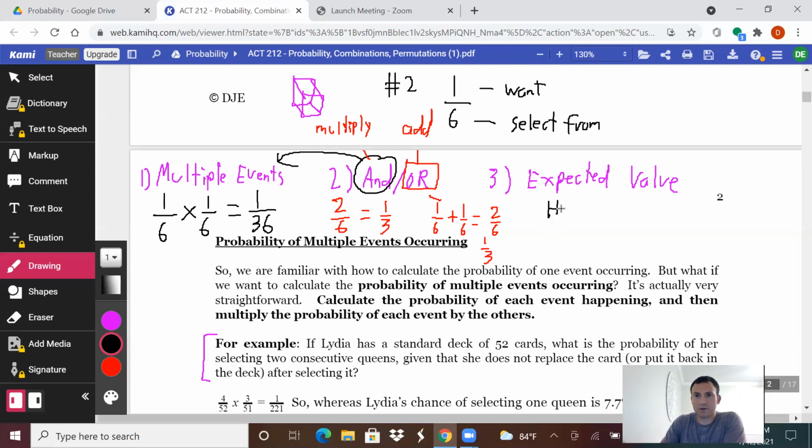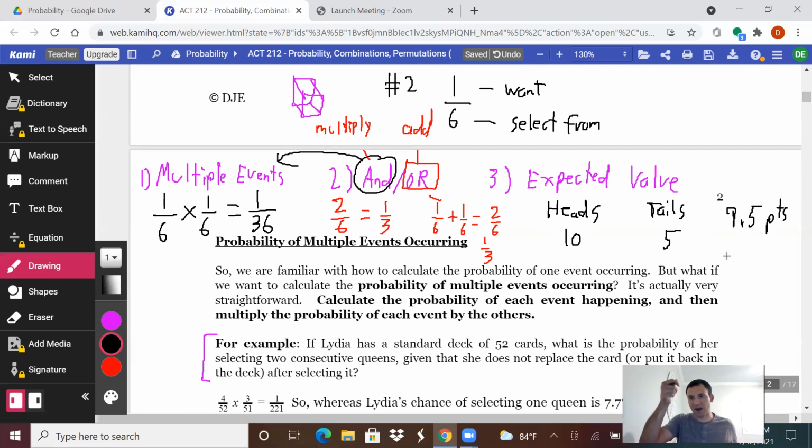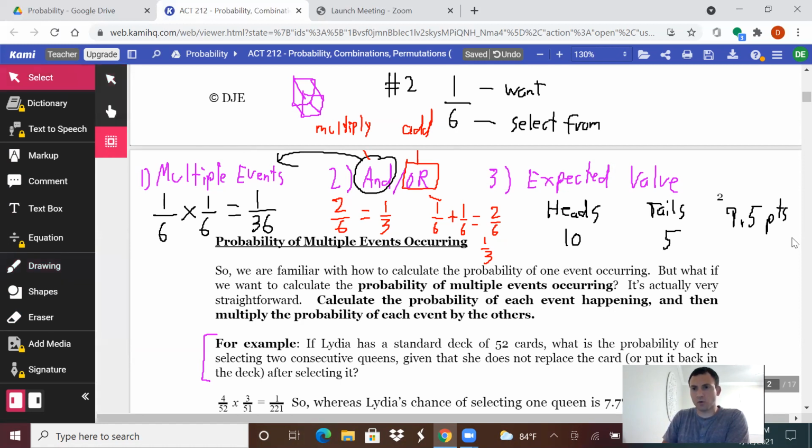If I flip heads, let's say I get 10 points. If I flip tails, let's say I get 5 points. So if I flip the coin 1 time, my expected value is actually 7.5 points. It's halfway between heads and tails. Although I'll never get 7.5 just flipping it 1 time, my expected value is the average of the different outcomes. So there's an easy way to do expected value. And you say, well, you could just do 10 plus 5 divided by 2 and get the average of the 2 outcomes.